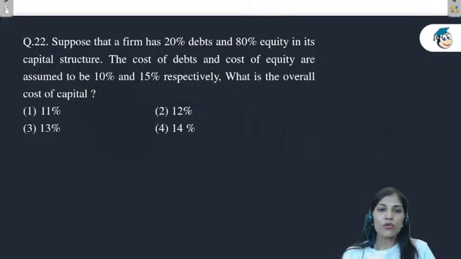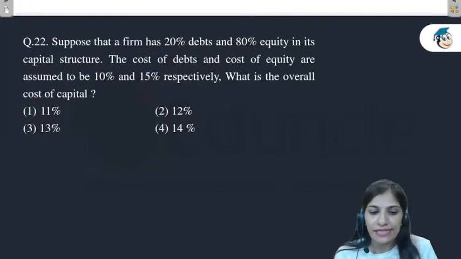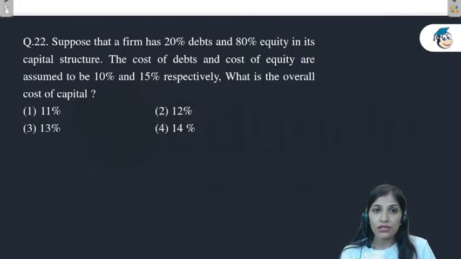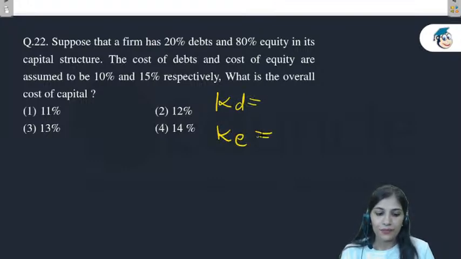Next, suppose that a firm has 20% debts and 80% equity in its capital structure. The cost of debts and cost of equity are assumed to be 10 to 15% respectively. What is the overall cost of capital? Overall cost of capital or weighted average you have to calculate. See, what we have is KD and KE, 10% and 15% exactly.